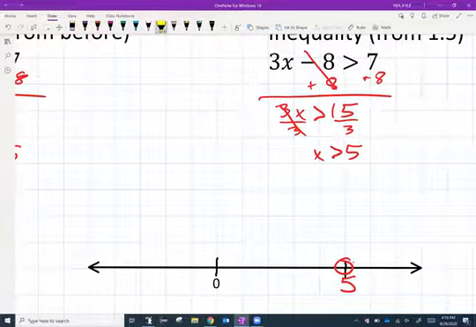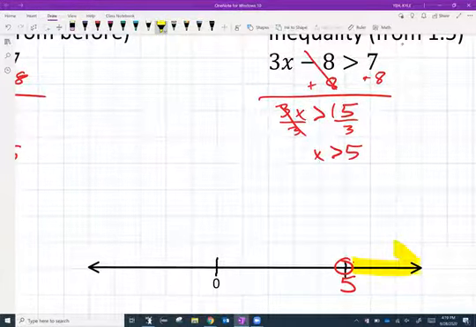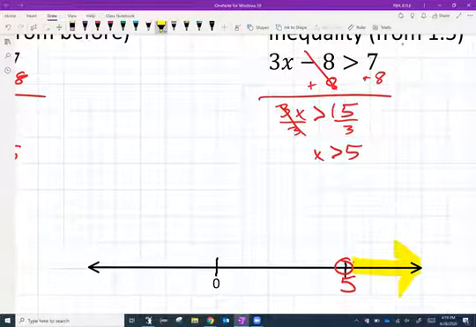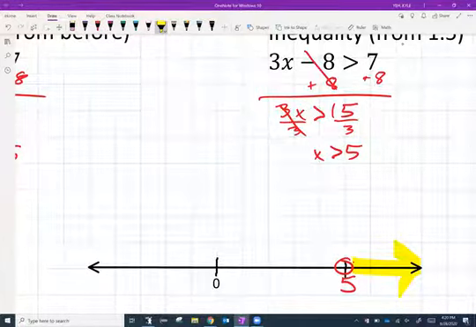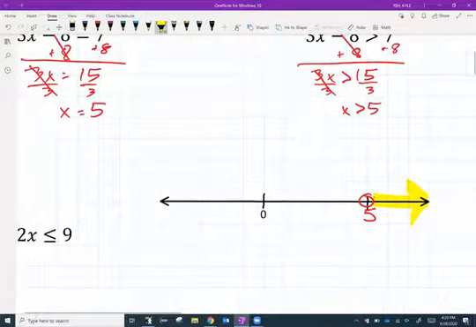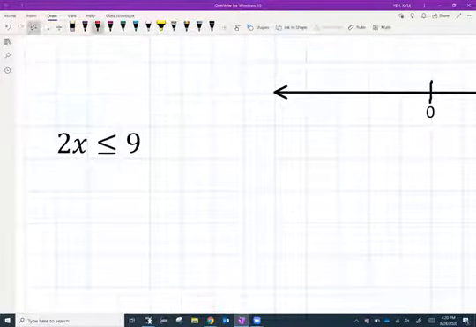And then I'm going to shade in or highlight, because I have all these tools at my disposal. I'm going to highlight everything to the right of 5. So x is greater than 5. Any of those values will make this a true statement. Okay, so next one. Pretty simple one.